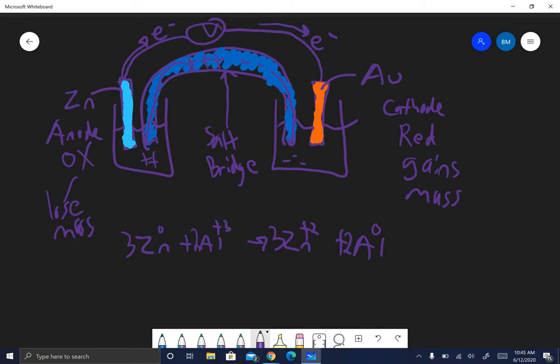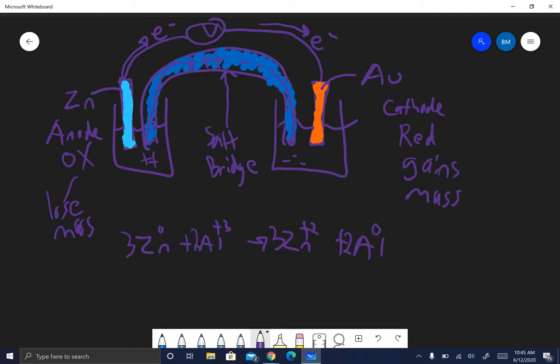That stuff we've already gone over. So yeah, eventually gold gets bigger, fat cat, zinc gets skinnier, loses mass. Eventually the battery dies. Electrons always go anode to cathode through the wire. The salt bridge allows ions to go back and forth. Anions go to the anode, cations go to the cathode.